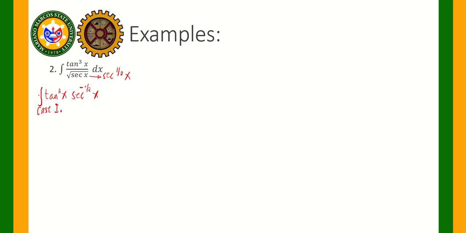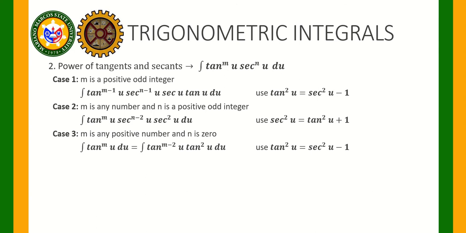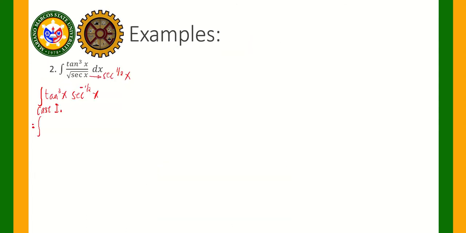So rewriting our integrand or our expression, this will be equal to, paano ba? Ayan, case 1 natin is, okay, tanggalin natin yung isa sa kanila and then ilagay dito. So i-break down natin yung tangent cube x. So magiging tangent squared x. Tapos secant, negative 1/2 minus 1, that will be negative 3 over 2. Negative 3 over 2x times tangent x secant x dx.